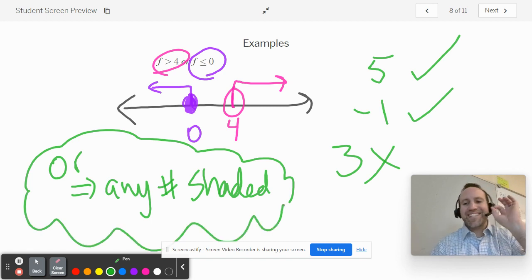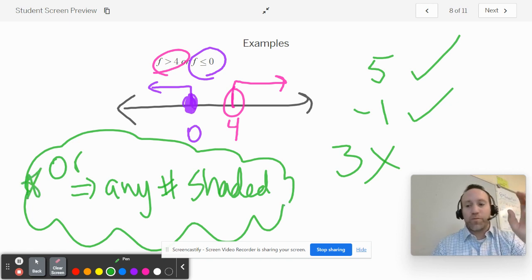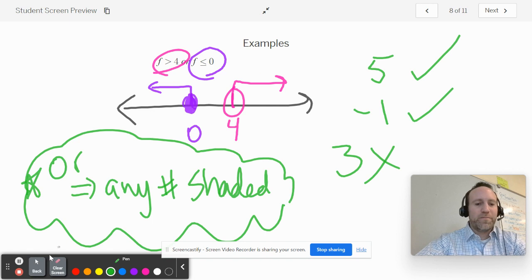So again, with or statements, it has to be any number that is shaded. With an and statement, it's the overlap. Those are the two main takeaways I want you to have when we're talking about and or statements. And again, we're going to focus mostly on inequalities. Sometimes we'll have an inequality and an equation, but we'll rarely have two equations like we did on that one slide.